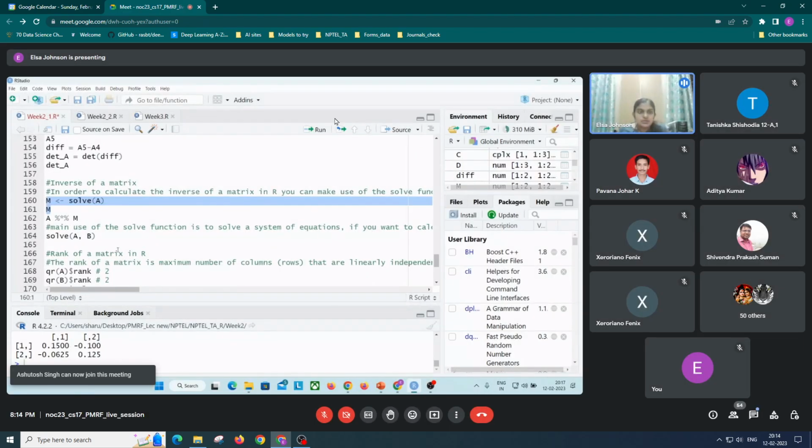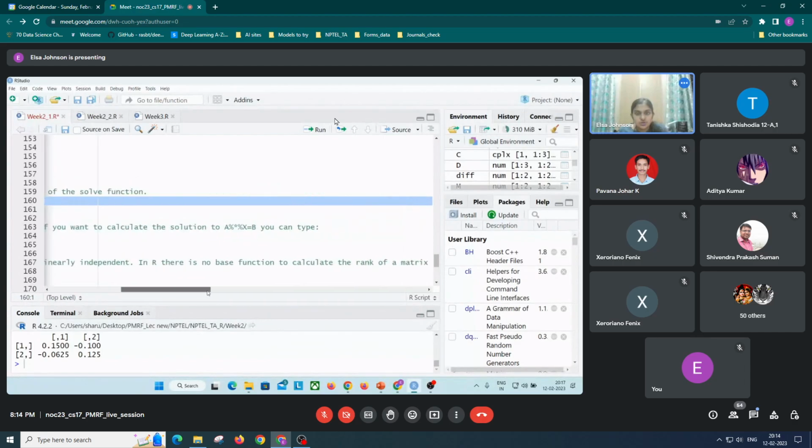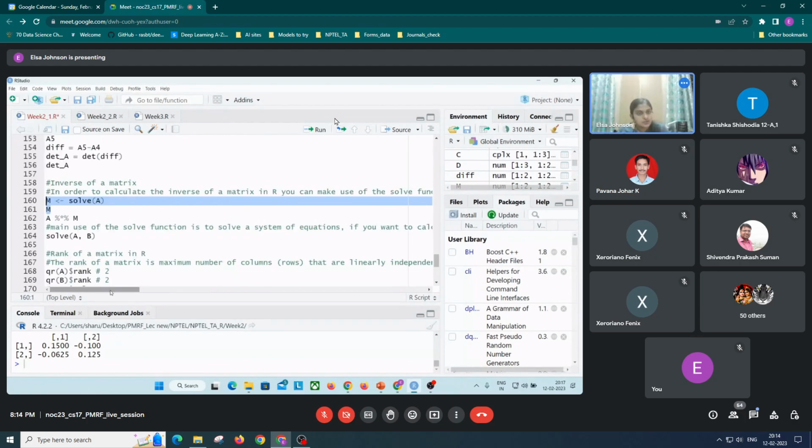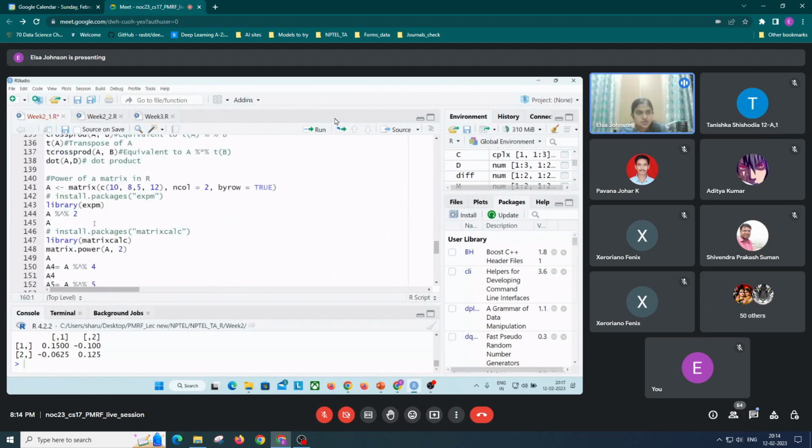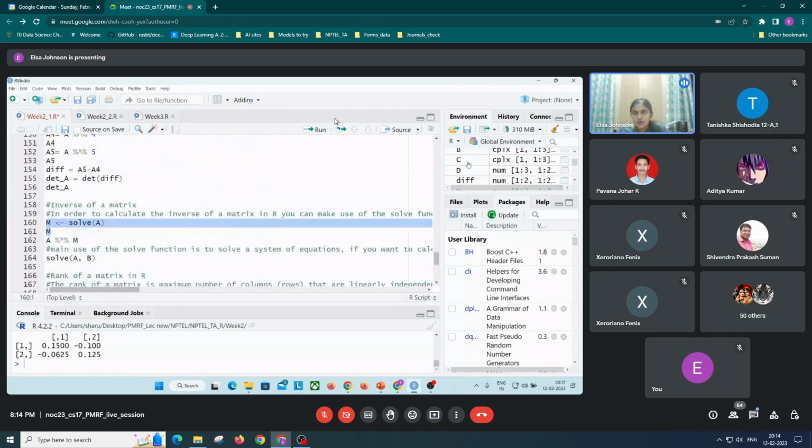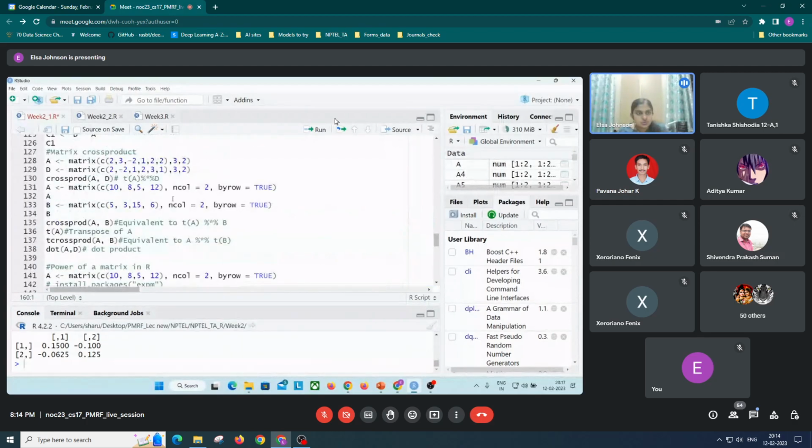Now the solve function is not just used for finding the inverse. You can also use it to solve a system of equations, if you want to calculate the solution for Ax equal to b. So x you don't know, I mean my x1, x2 for a 2 cross 2 matrix. If you want to solve for Ax equal to b, then you can type solve. Let me see if b has been loaded. b is not there, so I think I have missed loading b. Okay, so we'll take this A and b.